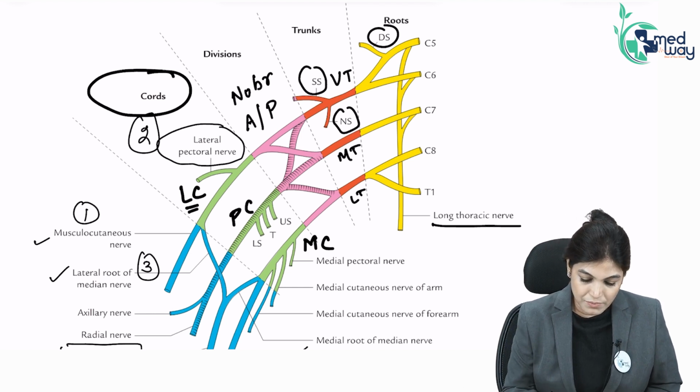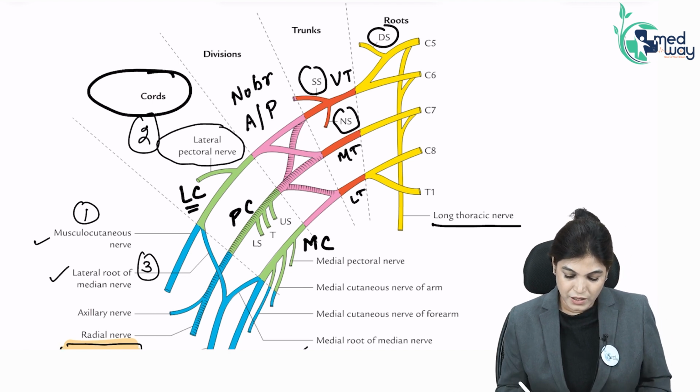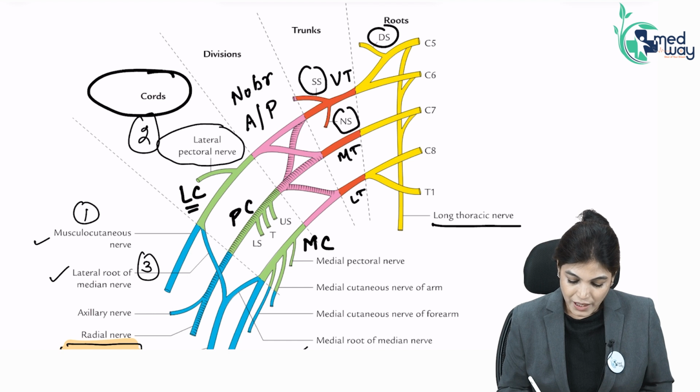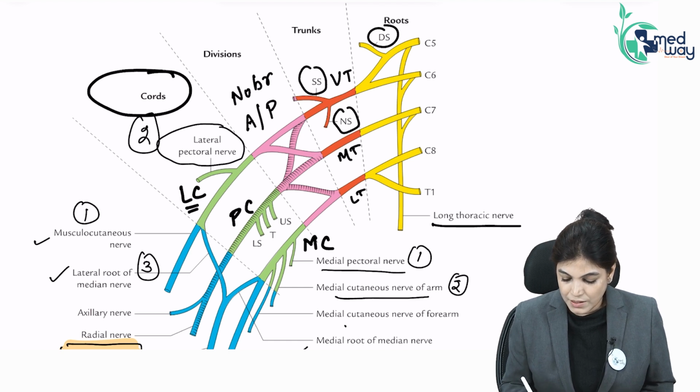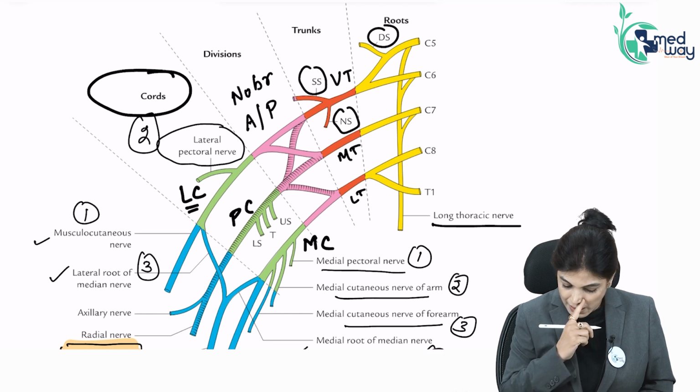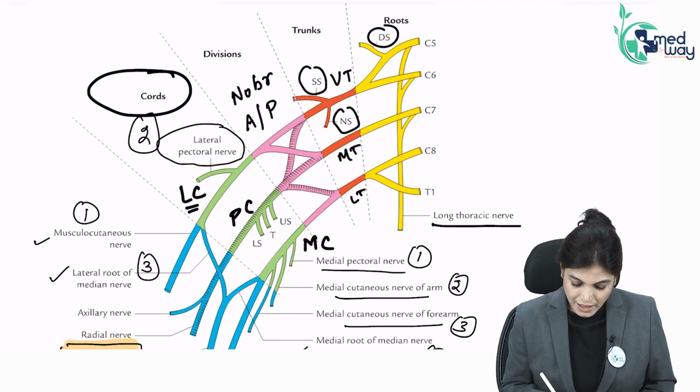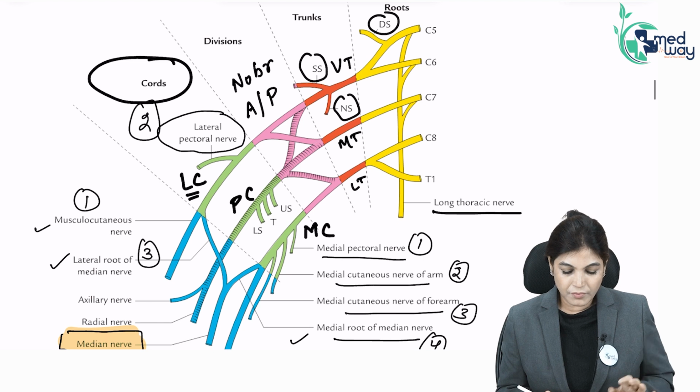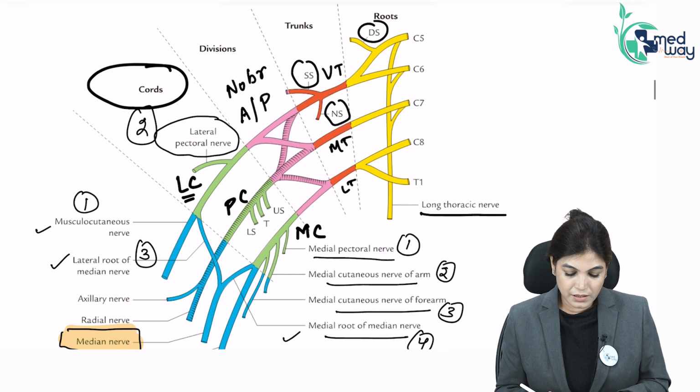Now this median nerve is a very peculiar nerve. Why is it peculiar? Because it is formed from 2 roots. So let's talk about the branches of the medial cord. We have got medial pectoral nerve, medial cutaneous nerve of arm, medial cutaneous nerve of forearm, medial root of median nerve and also the ulnar nerve. So these 5 branches are the branches from the medial cord of brachial plexus.